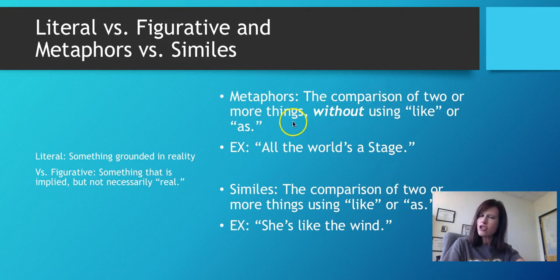Metaphors are not so much, but they do the same thing. A metaphor and simile are both comparisons of two or more things. A metaphor just does not use like or as. So Shakespeare's famous phrase, all the world is a stage. That's a metaphor. And you will be asked on your exam to define both of these and to give an example of each. So be thinking of your metaphors and your similes, because I get a kick out of the examples you guys come up with.